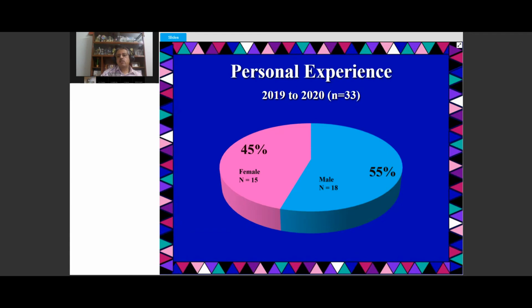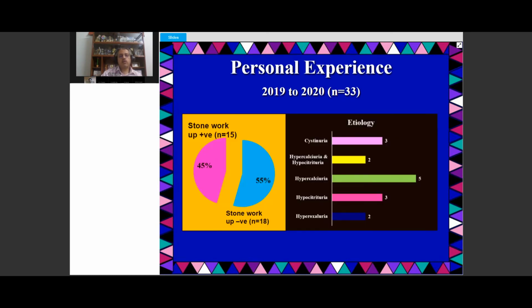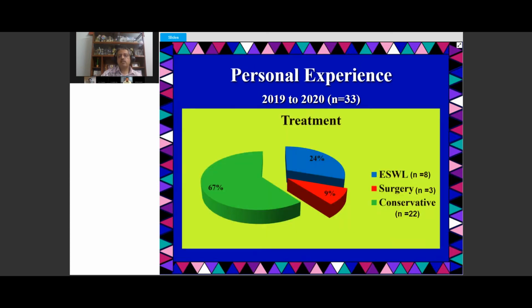I just reviewed the last couple of years. We have seen about 33 children with stones. Most of them did have a stone workup done, of which 45% came as positive. We also had hypercalciuria as the commonest and cystinuria as the next most common. Most of them were managed conservatively, with surgical requirement for 3 children.